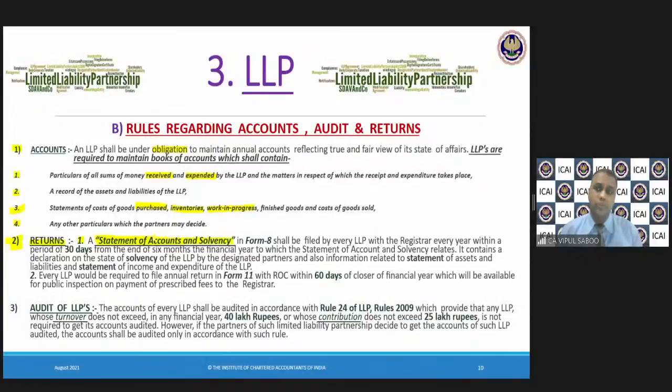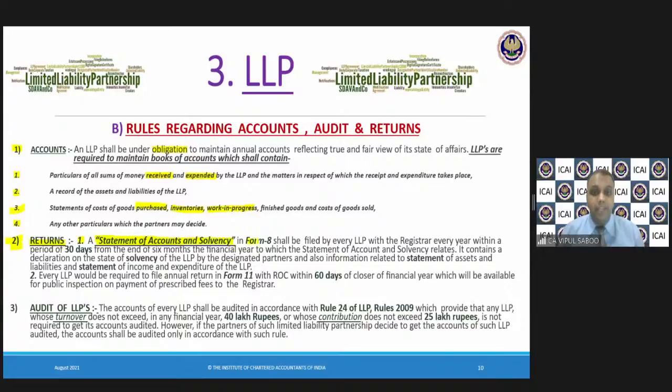Accounts means whatever accounts they require of you: what was the profit, what was the investment, all the financial statements. They may require you to do the financial statements and solvency. It is a declaration that yes, your business is going good. It is on the basis of going concern assumption. There is no threat to the business. You are doing good. So, statement of accounts and solvency means that you are doing good.